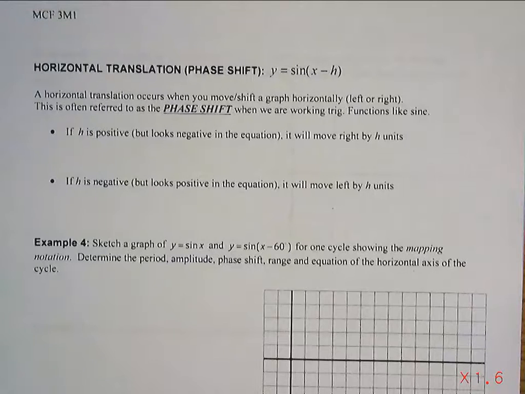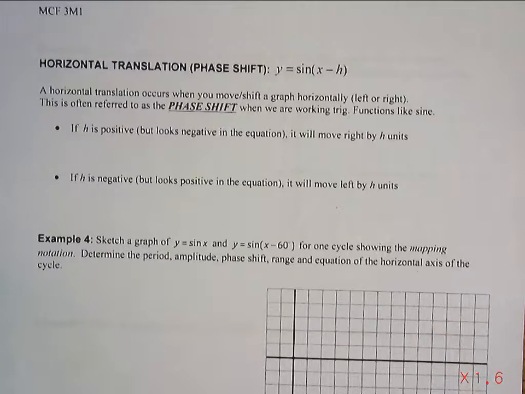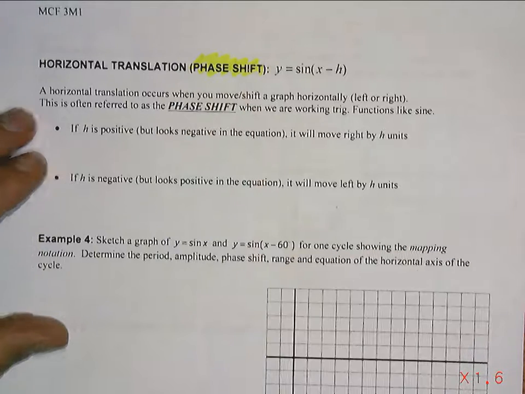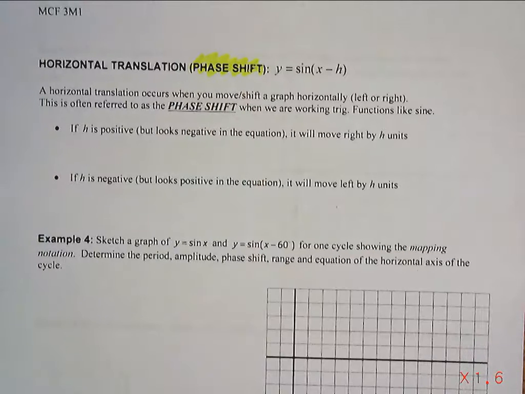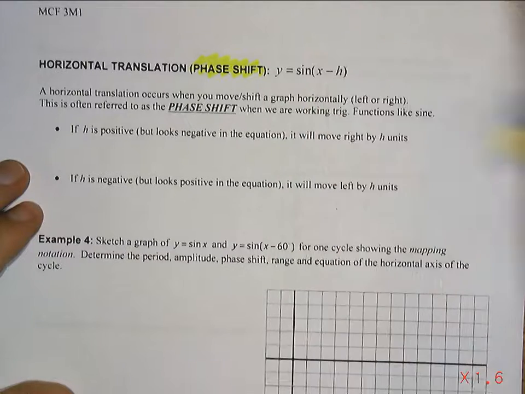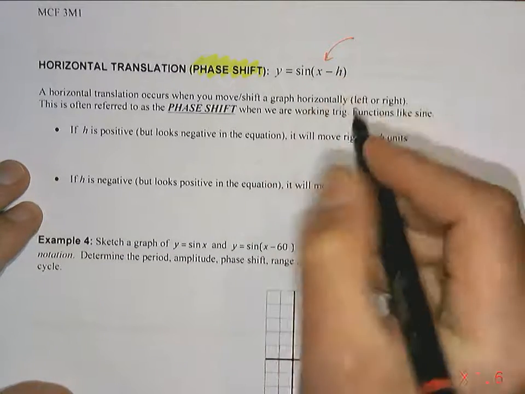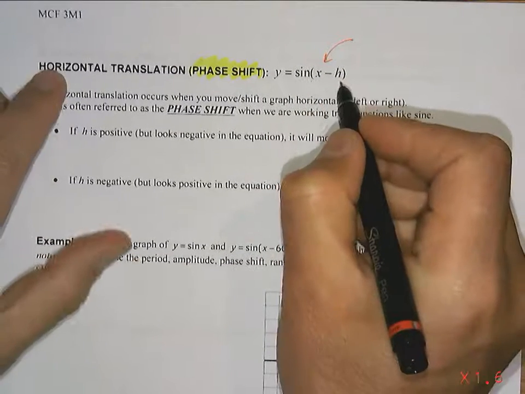Okay, horizontal translation, often called a phase shift, and you're going to have to learn that. It's just a special terminology that we use when we're dealing with sine functions, cosine functions, and tan functions. It's horizontal translation, and it gets a special name called phase shift. So notice that we're inside the function here. We're inside this bracket. So when you're inside, it's going to be horizontal.